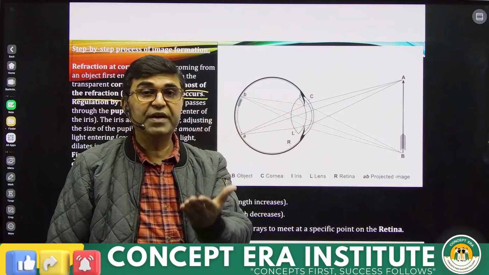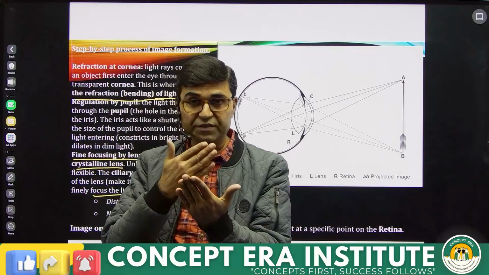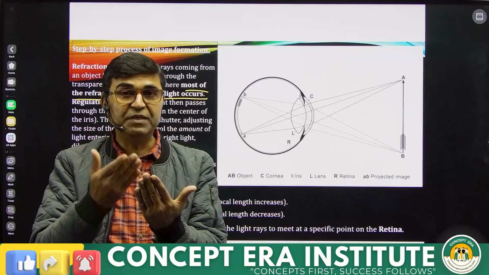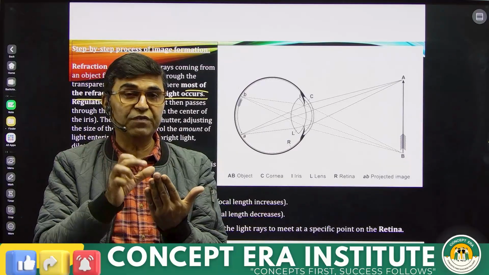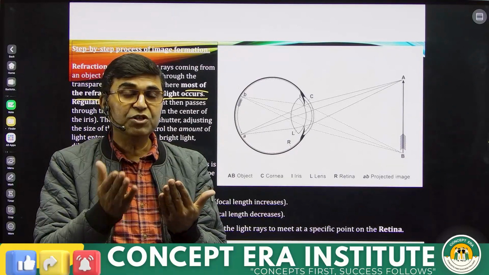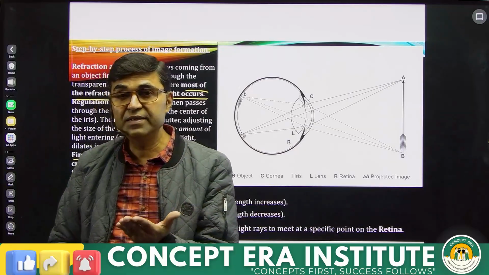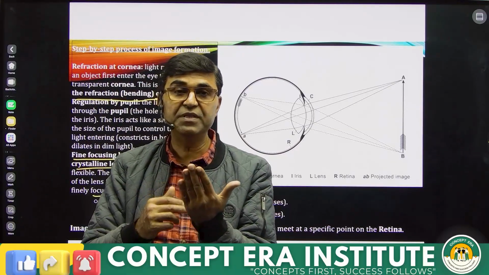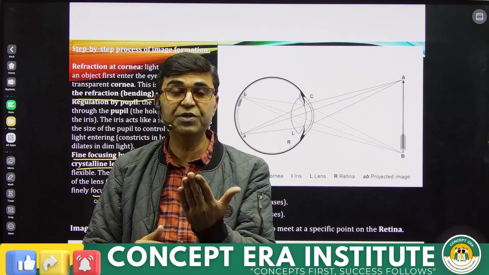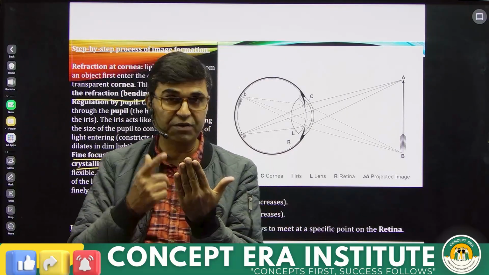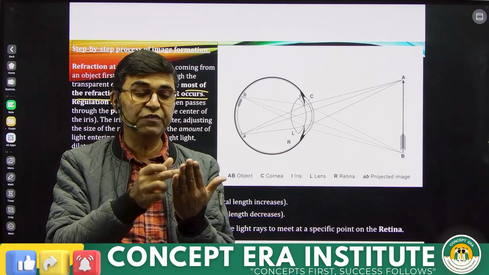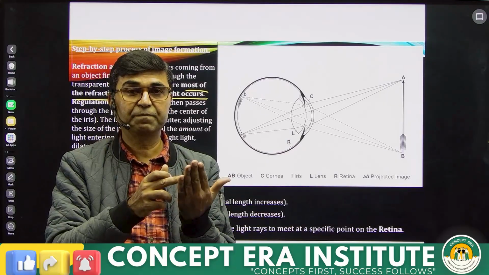But if we are studying or looking at an object quite close, that is about 25 centimeters from the eye, and that 25 centimeters you will come across many times. That is the least distance of distinct vision. That means we can see clearly without any strain on the eye an object which is placed at about 25 centimeters from the eye.